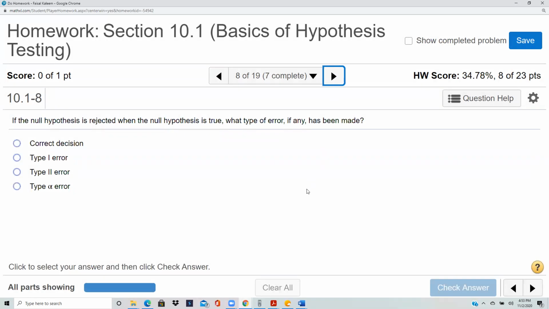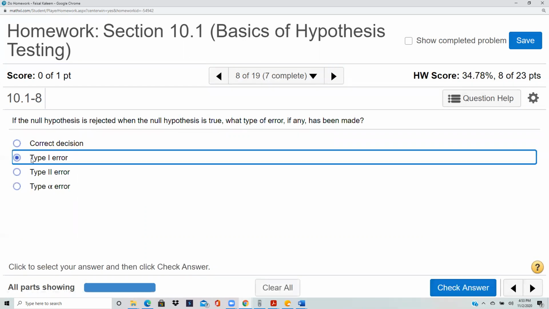If the null hypothesis is rejected, when the null hypothesis is true, that's a type 1 error. I just remarked that in a couple of problems ago, that if H naught is true, but you reject it, then it's a type 1 error.